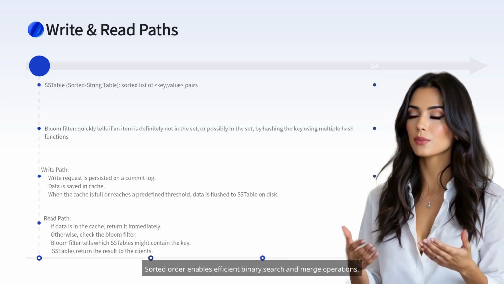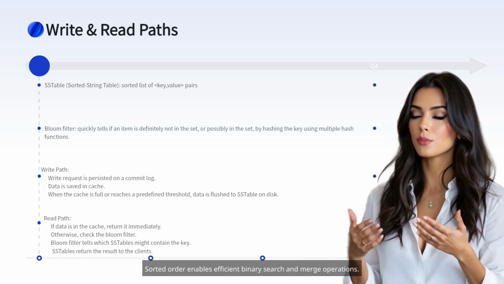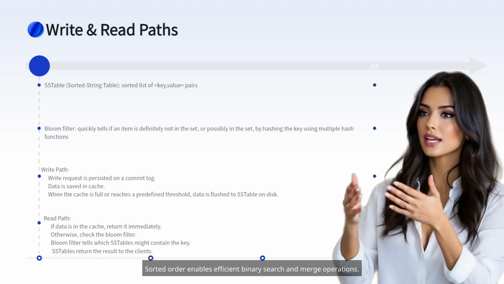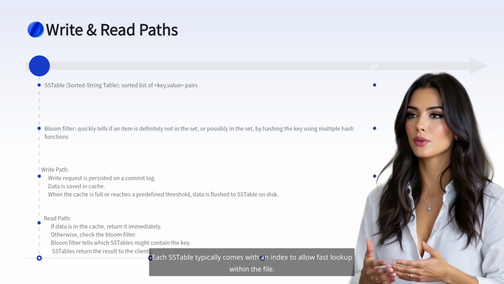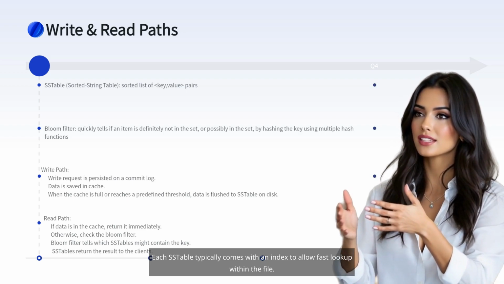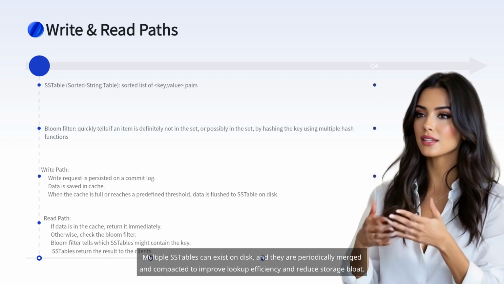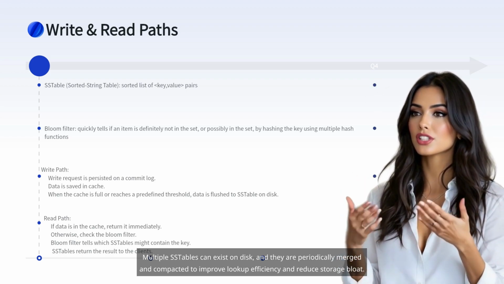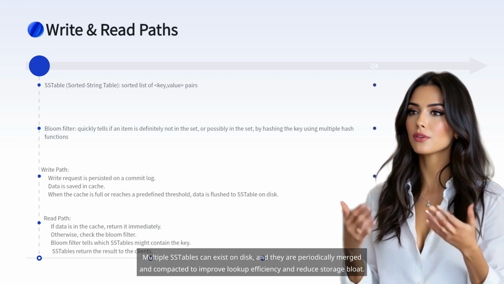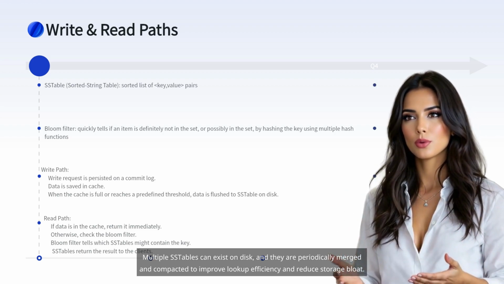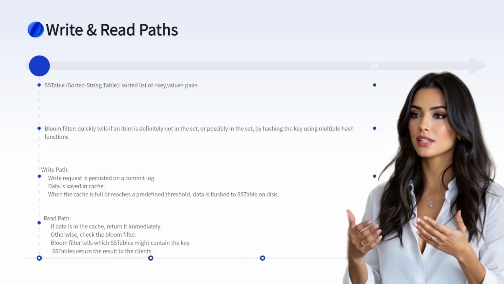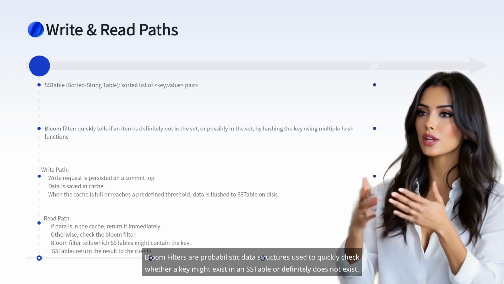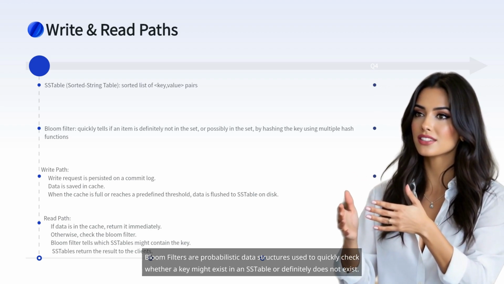Sorted order enables efficient binary search and merge operations. Each SSTable typically comes with an index to allow fast lookup within the file. Multiple SSTables can exist on disk, and they are periodically merged and compacted to improve lookup efficiency and reduce storage bloat.